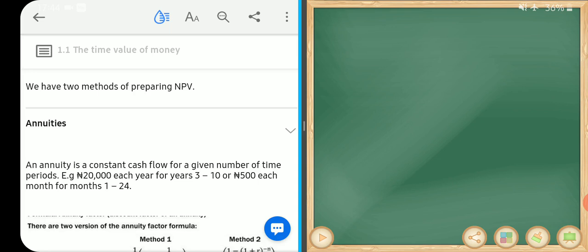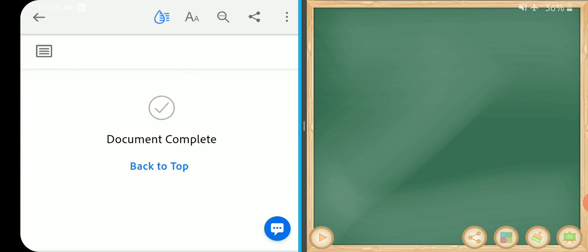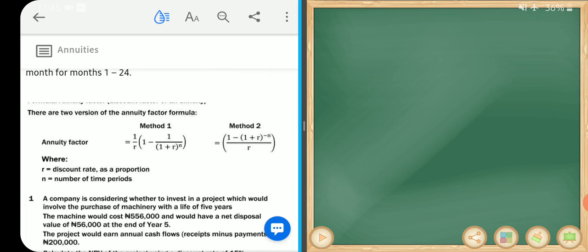But if you don't have a repetitive figure, that is, year 1 figure is different from year 2, different from year 3, different from year 4, different from year 5, you use the previous method that we used. But once you're having a steady cash flow for a particular period of years, you use the annuity formula. And this is our annuity formula right here.